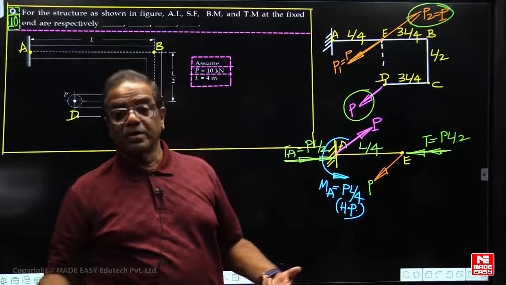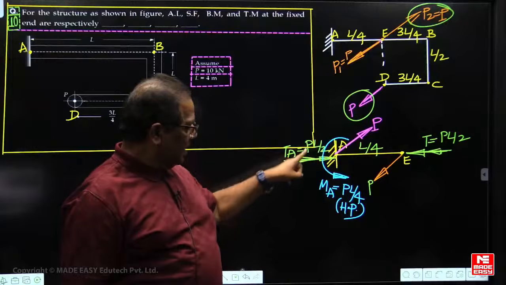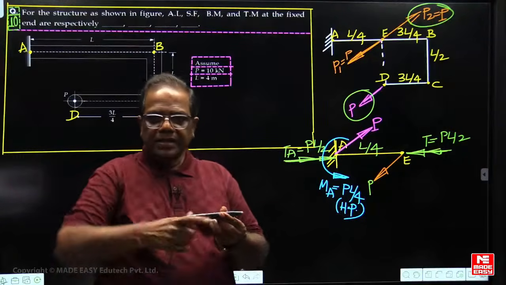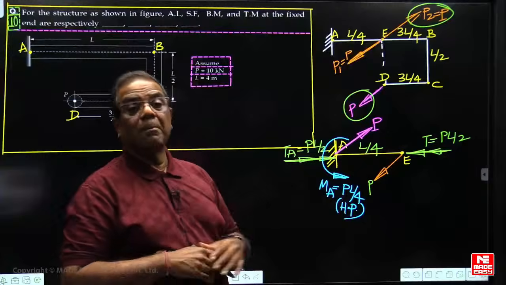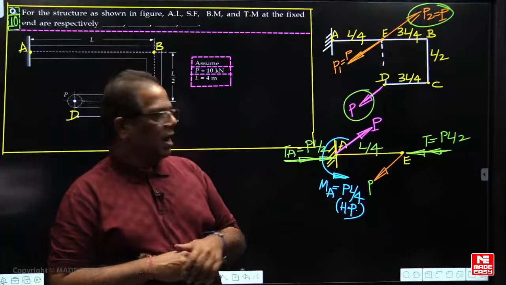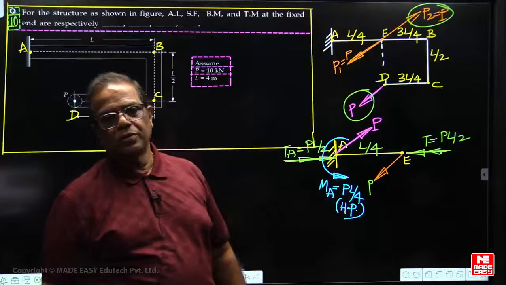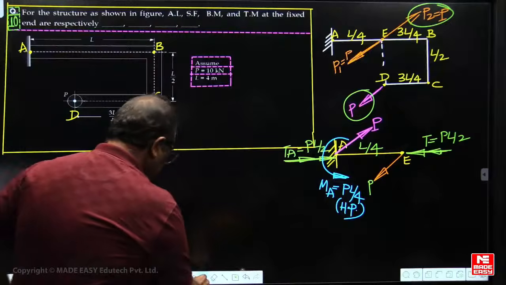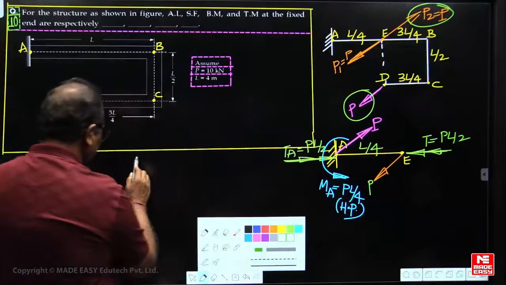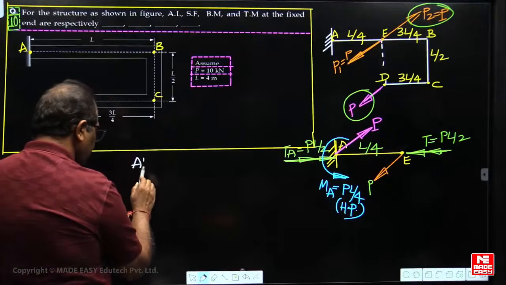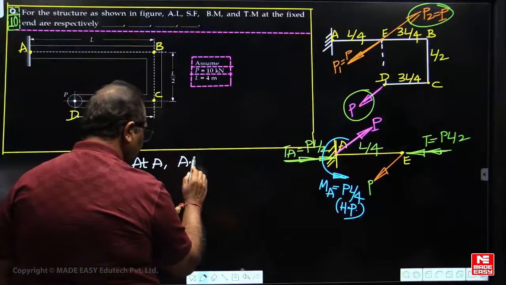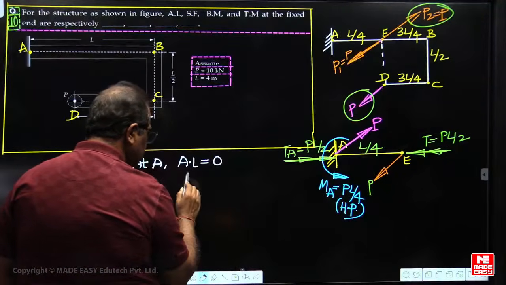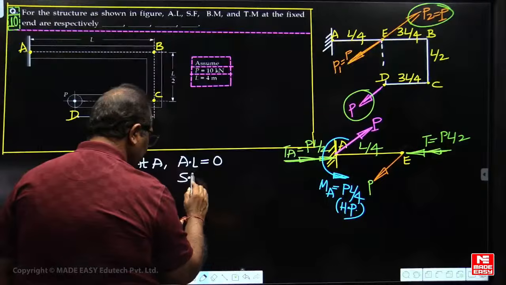So shear force is positive P, and there is a bending couple now. This is in the horizontal plane, coming on the front side. So the bending moment is minus PL by 4, and the twisting moment is PL by 2. So at A, axial load is 0. Shear force is plus P.